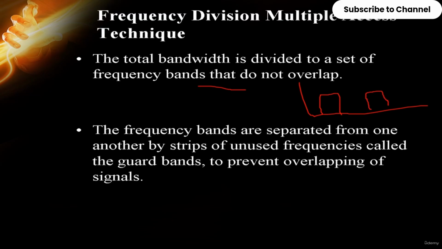In between the frequencies, there is a strip called a guard band. It will be like this. This guard band is used for preventing overlapping of the signals. So it prevents the overlapping of the signals. That is the main purpose of using guard bands in frequency division multiple access techniques.